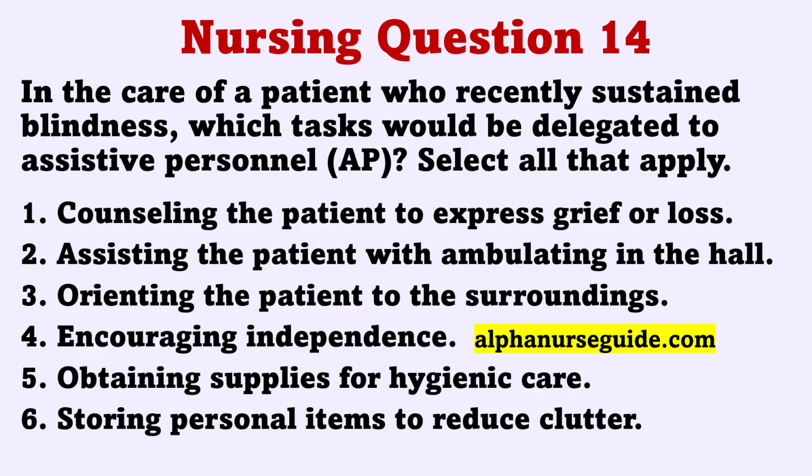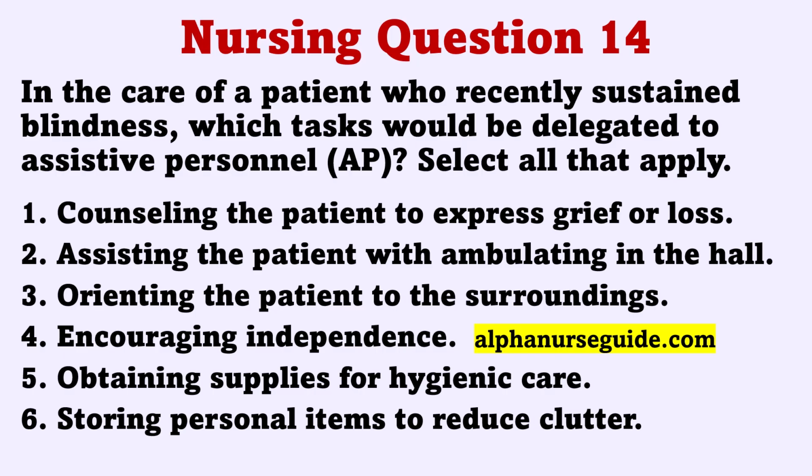The correct answers are 2. Assisting the patient with ambulating in the hall, and 5. Obtaining supplies for hygienic care. Assisting the patient with ambulating in the hall and obtaining supplies are within the scope of practice of the AP. Counseling for emotional problems, orienting the patient to the room, and encouraging independence require formative evaluation to gauge readiness, and these activities should be the responsibility of the nurse. Storing items and rearranging furniture are inappropriate actions because the patient needs to be able to consistently locate objects in the immediate environment.